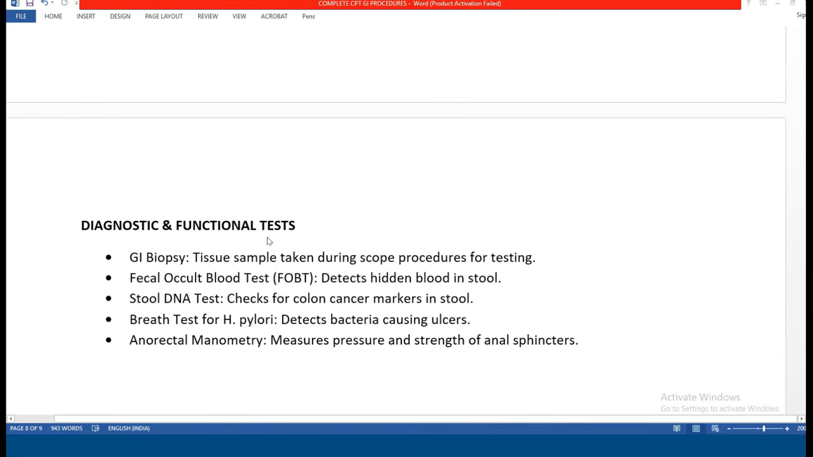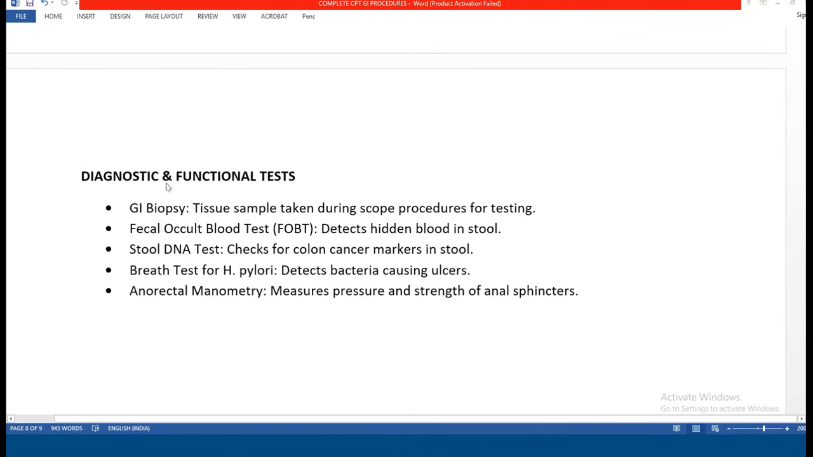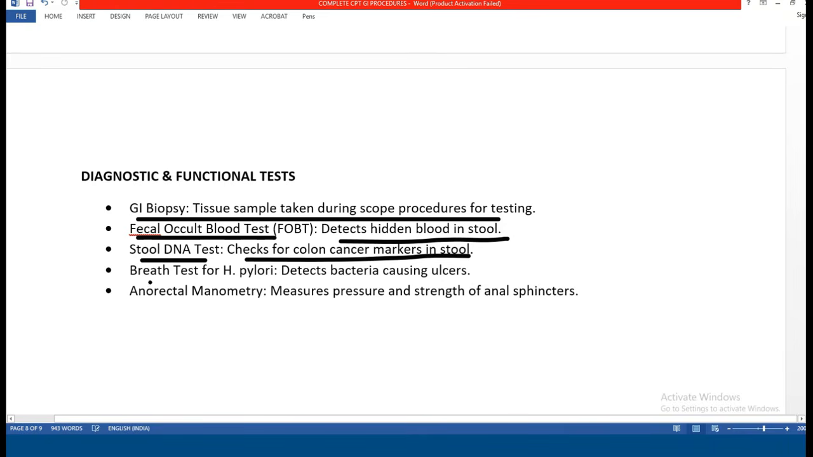So far we have learned all the procedures related to diagnostic as well as therapeutic procedures. Now we have a few diagnostic and functional tests. Okay. So GI biopsy, a tissue sample can be taken during a scope procedure for testing. Fecal occult blood test, detects hidden blood in stool. Stool DNA test, checks for colon cancer markers in stool. Breath test for H. pylori, detects bacteria causing ulcers.